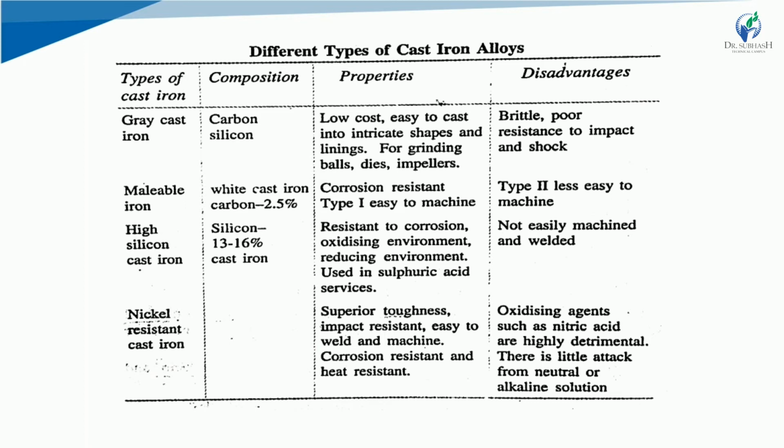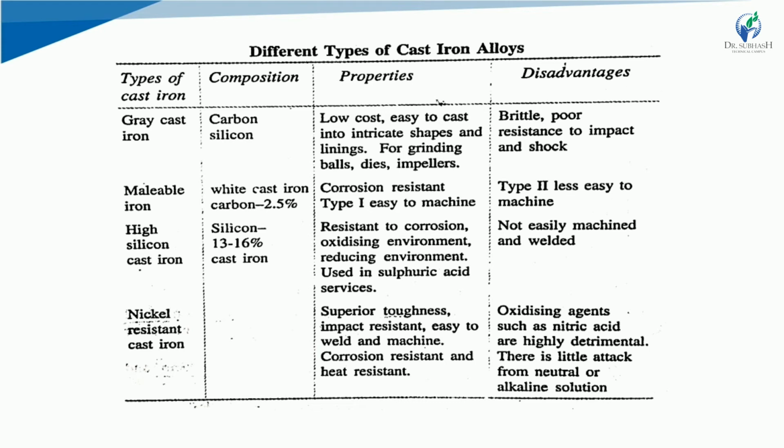The next is high silicon cast iron, which consists of silicon 13 to 16%. As I already told in the last slide, you should have at least beyond 1.5% of carbon so that it works as a cast iron. But it has silicon in the range of 13 to 16% added. It is resistant to corrosion in oxidizing and reducing environments, and it is used in sulfuric acid services. But the disadvantage is that it is not easily machined and welded.